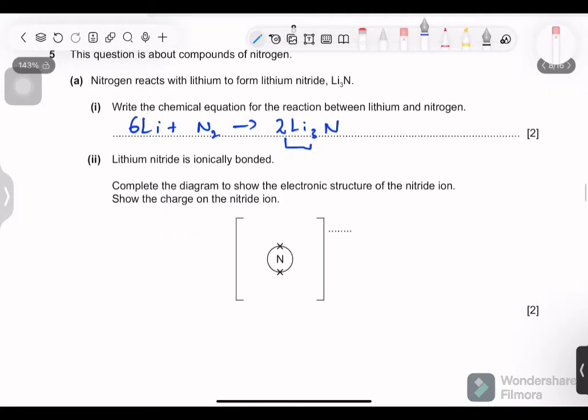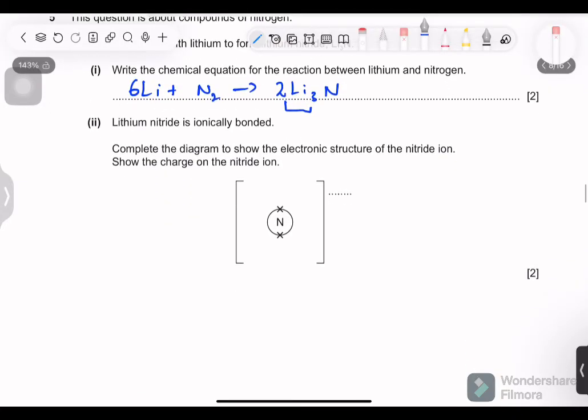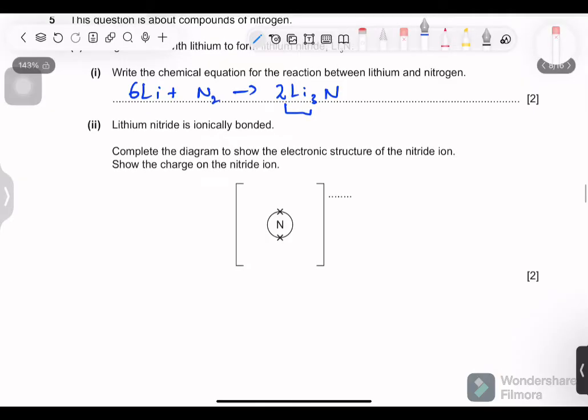Lithium nitride is ionically bonded. Complete the diagram to show the electronic structure of the nitride ion. Show the charge on the nitride ion. So, okay, nitrogen has originally 5 electrons. We just have to draw the nitride. So it has originally 5 electrons in its outer shell as it is in group 5.